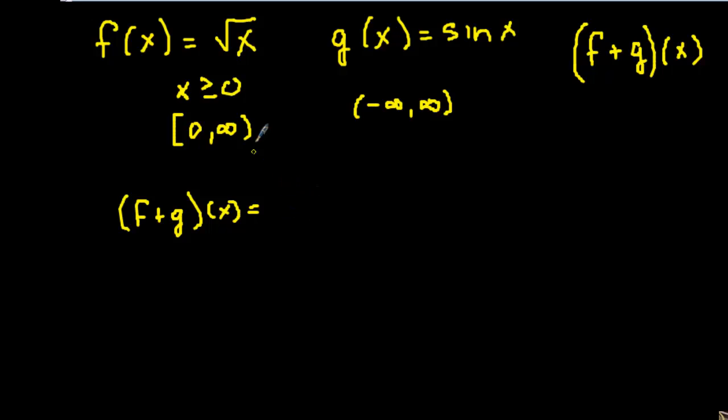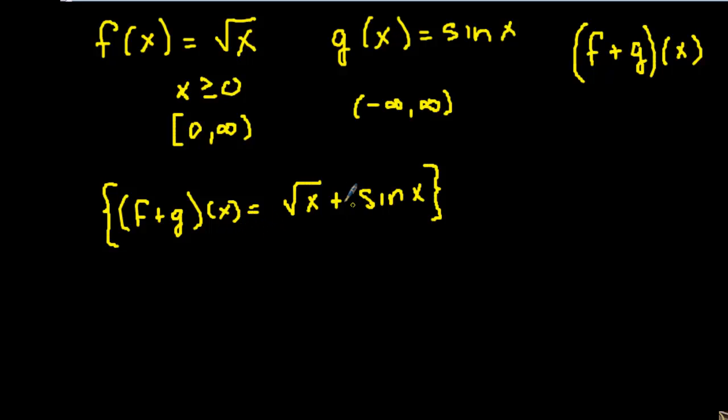So we take the f function, which is the square root of x, and add it to the g function, which is sine of x. And there's nothing else I can do here as far as simplifying this. There aren't any like terms or anything like that. So this is f plus g of x. Now what is the domain of this new function?